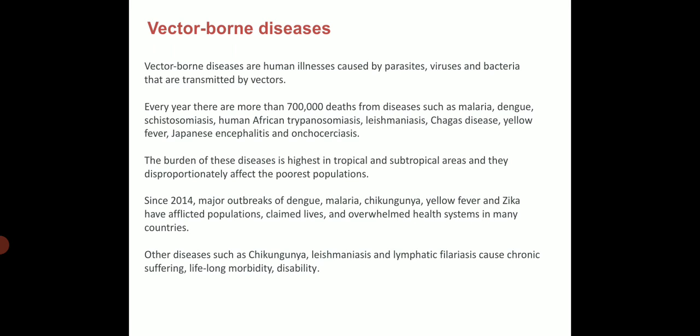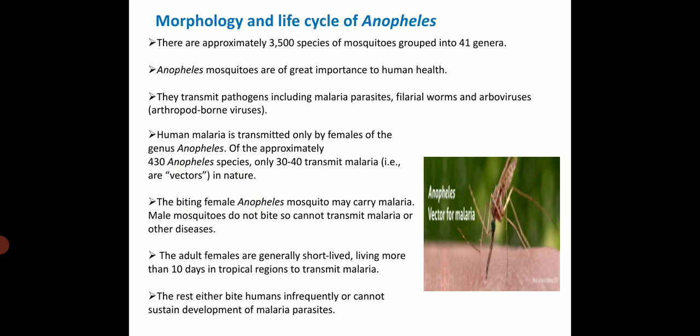Since 2014, major outbreaks of dengue, malaria, chikungunya, yellow fever and Zika have afflicted populations, claimed lives and overwhelmed health systems in many countries. Other diseases such as chikungunya, leishmaniasis and lymphatic filariasis cause chronic suffering, lifelong morbidity, and also disability. So in this insect vector topic, we first study Anopheles.